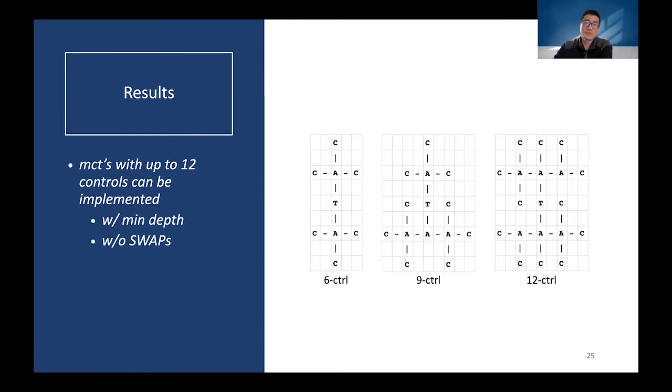So here are some results from our investigation. For example, here are three example layouts for MCT implementations for different numbers of controls: 6, 9, and 12 controls. And it turns out, with our proposed strategy, MCTs with up to 12 controls can be implemented with a minimum depth without any swaps, and the maximum level of parallelism can be utilized.